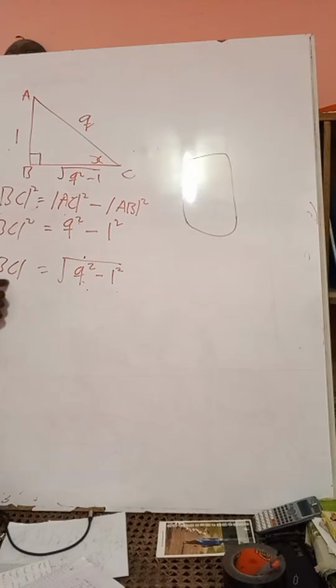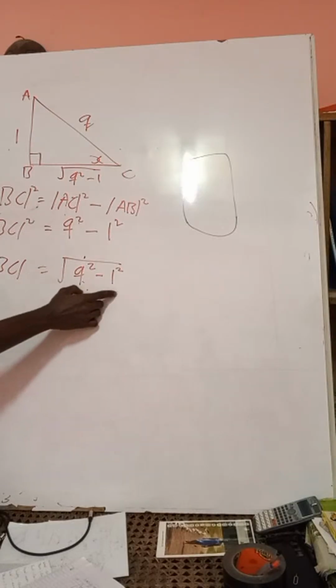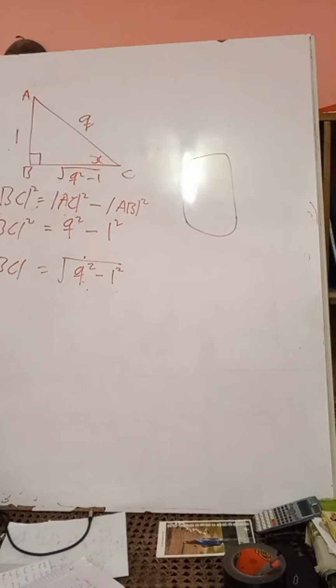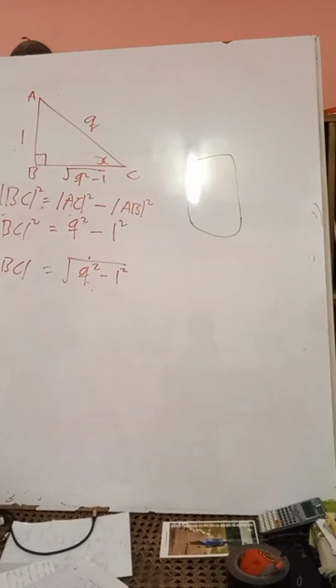Yeah. So line BC is going to be the root of this one. So use it to represent it. And after that, you come back to your question. What did the question ask us to find? Hurry up. Tan x and cos x.